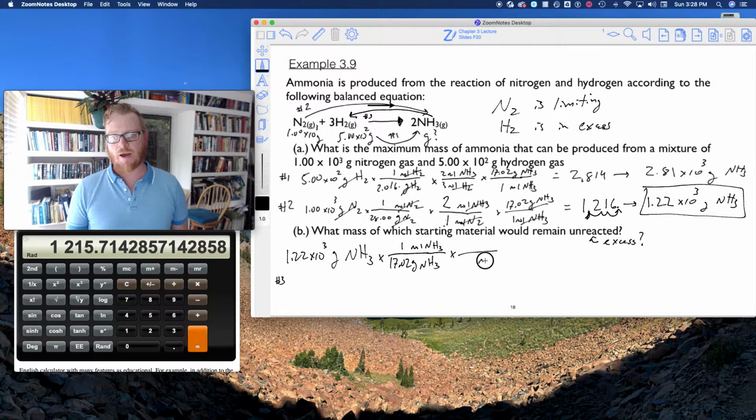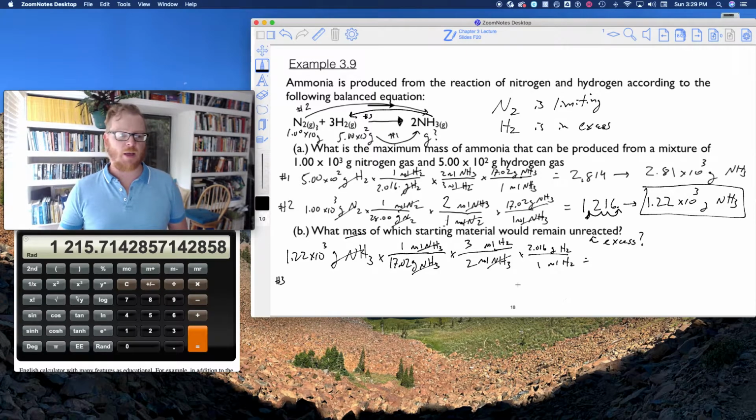So I need to have mole of NH3 here and mole of hydrogen here. And my balanced reaction tells me 2 moles of NH3 can be made from 3 moles of hydrogen. Let's make sure that we're canceling units correctly. Okay, good. And then finally I need to go moles of hydrogen to grams of hydrogen, because that's what we're trying to get to. We're trying to say what mass would be left over. And we know 1 mole of hydrogen is 2.016 grams of hydrogen.